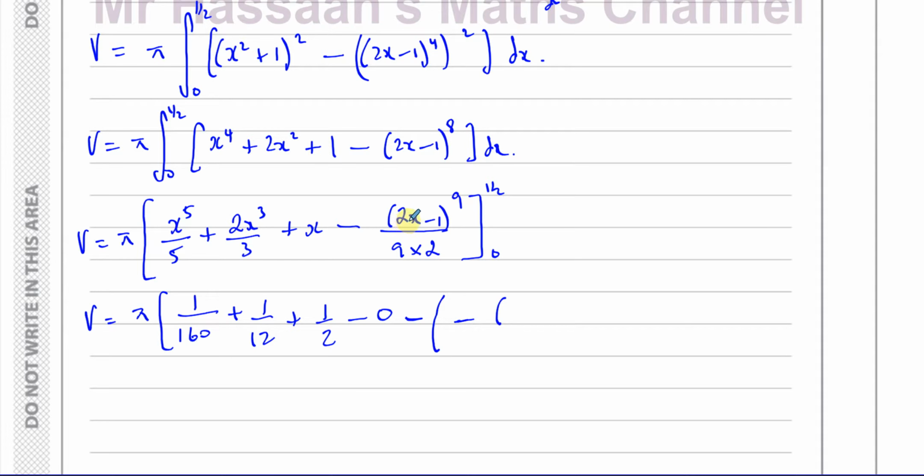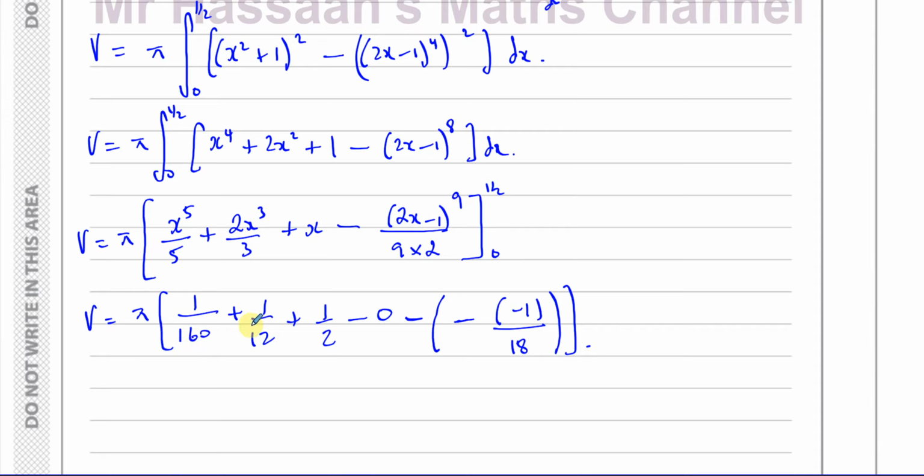Put 0 into here, that becomes minus 1 over 1 minus 1 to the power of 9, which is minus 1 over 9 times 2, which is 18. If you put 0 into here, you have minus 1 to the power of 9. If you raise a negative number to an odd power, it stays negative. So the minus 1 to the power of 9 becomes minus 9 over 18. And that's that part done. And close that bracket.